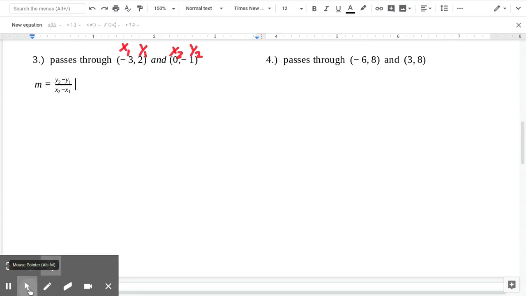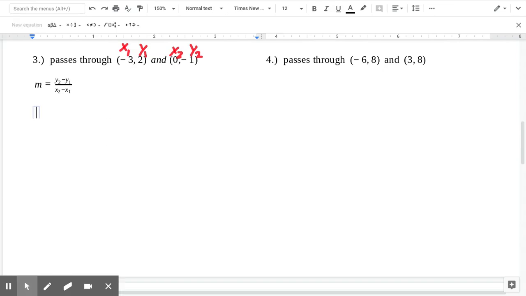So if we take that information and put it into our equation, we're going to have the following. M equals, and let's get our fraction ready. y2 is -1, so we have -1 minus y1, which is +2. And in the denominator, x2 is 0 minus x1, which is -3. I'll put that in parentheses to point out that I have minus negative in my denominator.